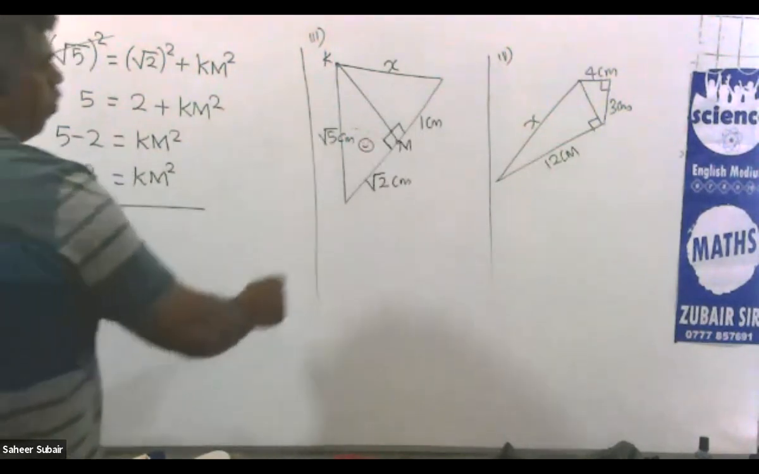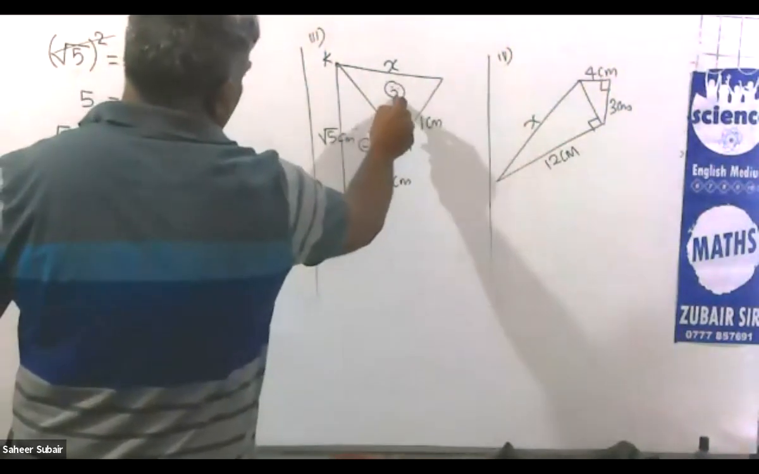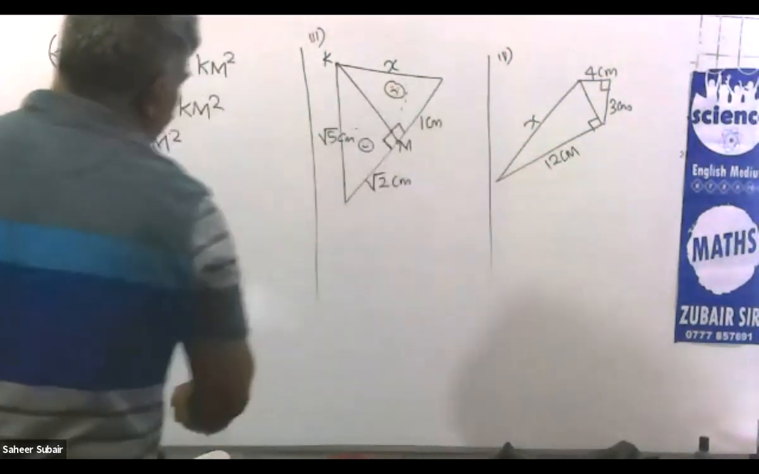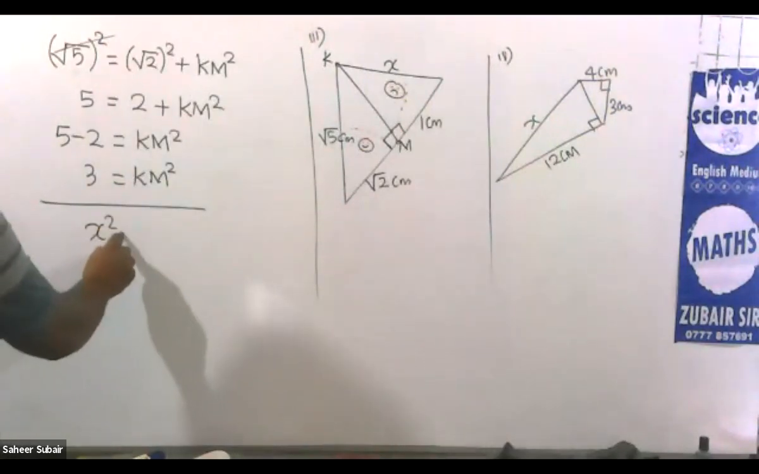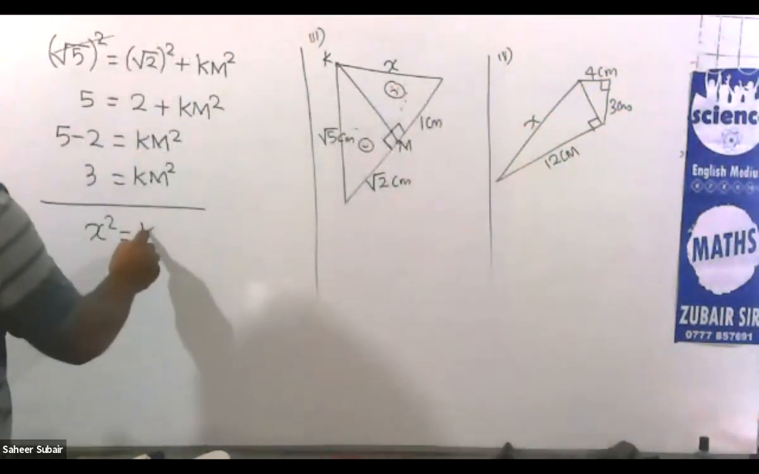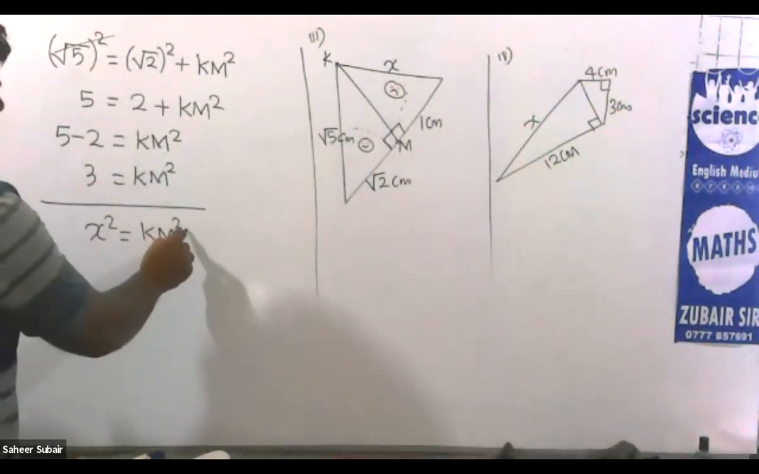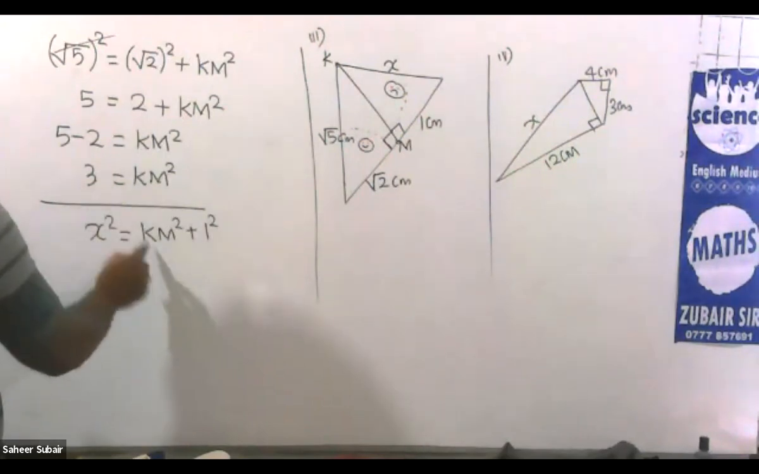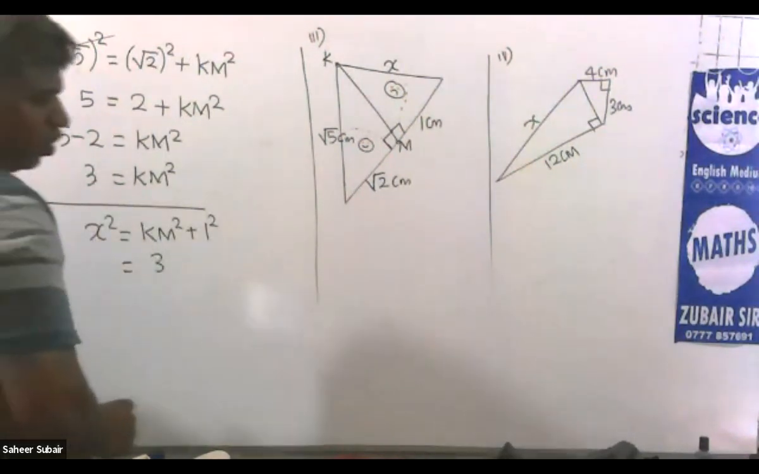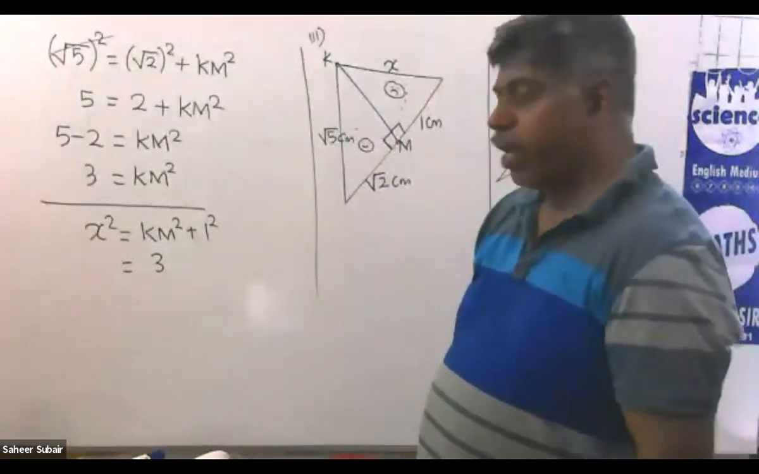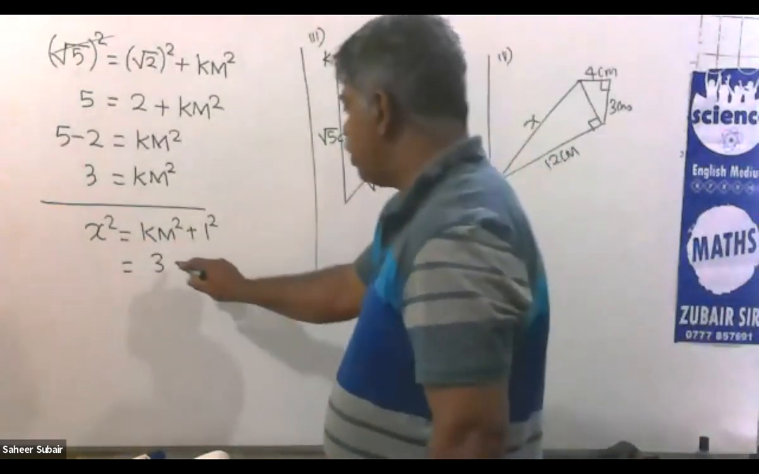We'll write the Pythagoras relation in this. When you take this one, we have to find the x. Hypotenuse is x. So according to that, x squared is equal to this one squared plus this one squared. One side is km, so km squared plus 1 squared. We already found km squared, which is 3. Because of that I didn't find the km; no use in km. So km squared is 3, plus 1 squared is 1.